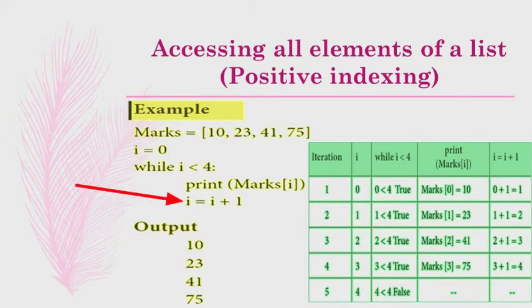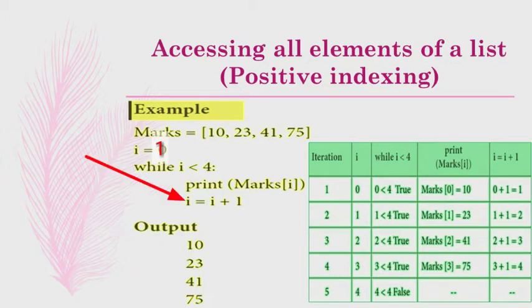Next, I is equal to I plus 1. So update the value of I. So I becomes 1. And next, check the condition. I is less than 4. So 1 is less than 4. So this condition is true. So you have to print marks 1. Okay, what is the value of index position 1? 23. So 23 will be printed on the output screen.